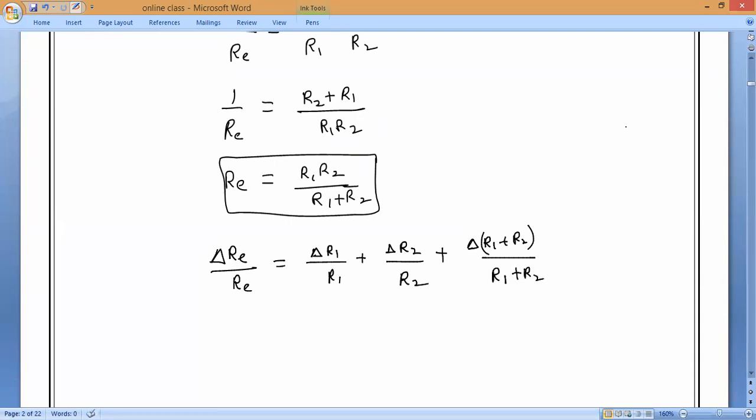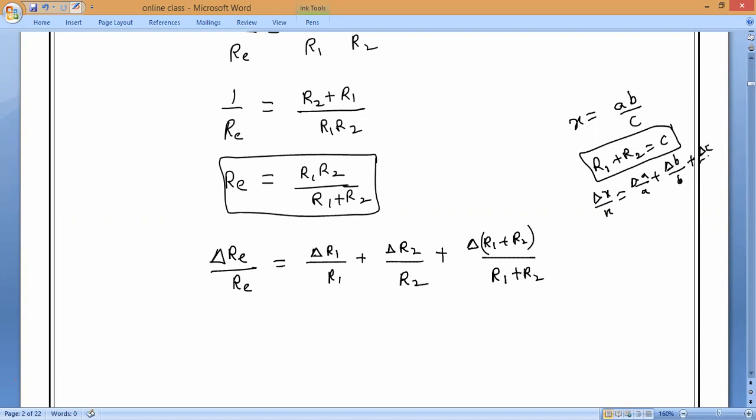For example, consider delta X is equal to AB by C, like this. R1 plus R2 together we consider as C. Then delta X by X is equal to delta A by A plus delta B by B plus delta C by C.